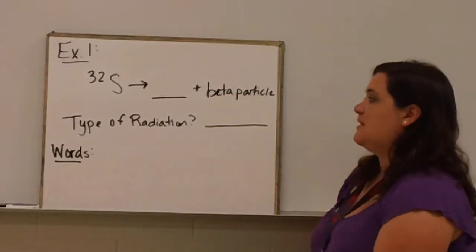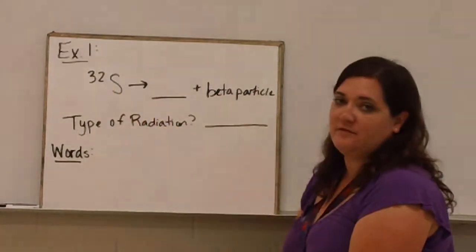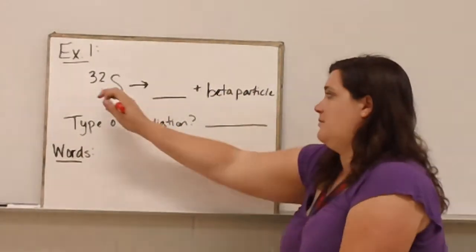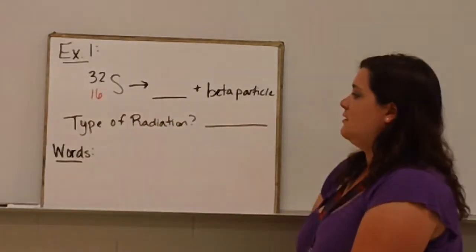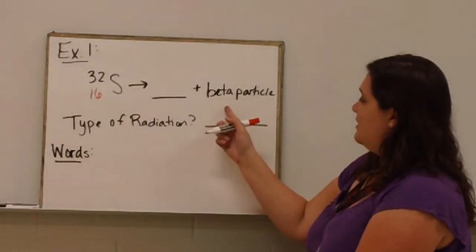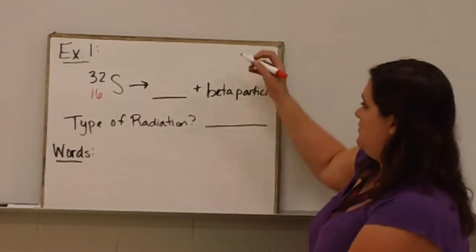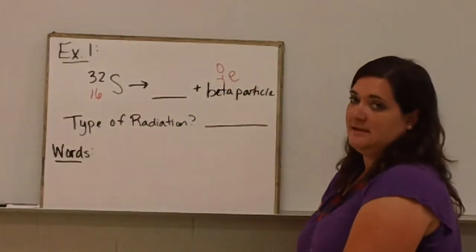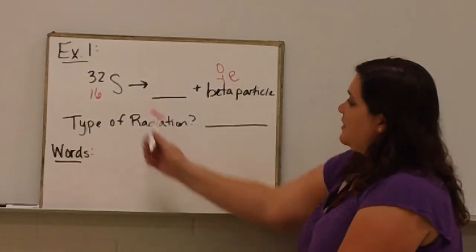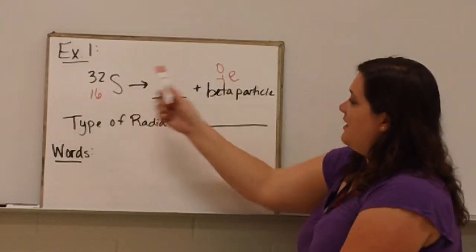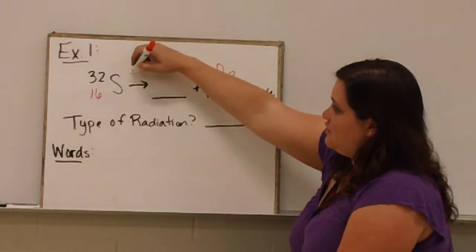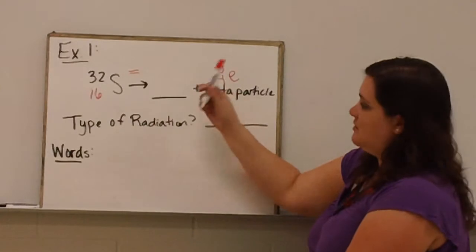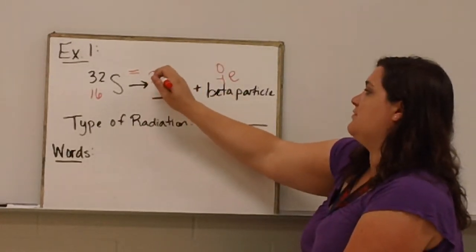Alright, so let's look at the first example. Here we have sulfur with a mass of 32. And so we need to put in sulfur's atomic number in the bottom, so that's a 16. So it has 16 protons. And then we need to write the formula for a beta particle. You recall from the previous video, a beta particle is 0, -1e. We need to make sure that the mass on the left equals the mass on the right. You can imagine your arrow being an equal sign. Since the beta particle has no mass, our missing particle has to have a mass of 32.